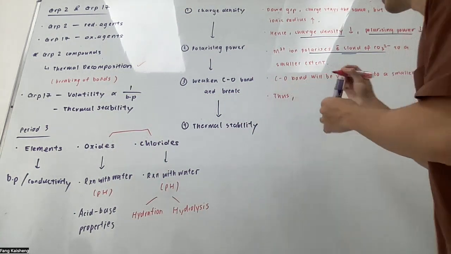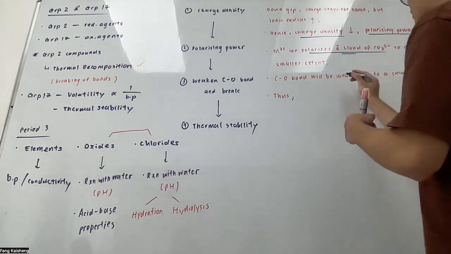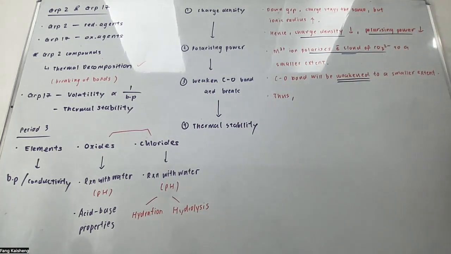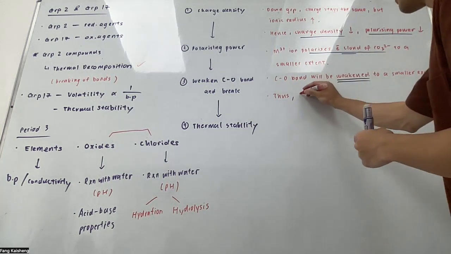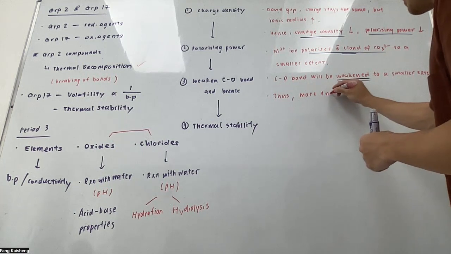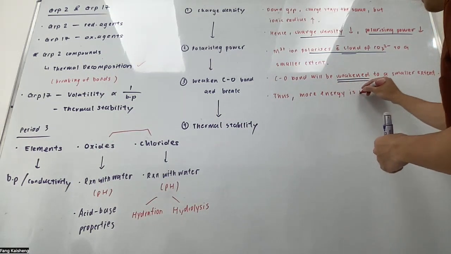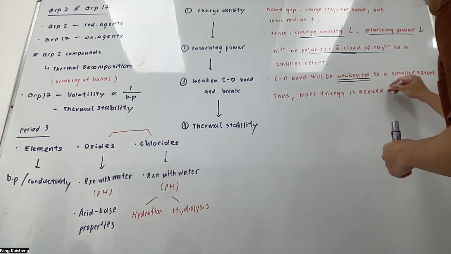Then guys, after you weaken the bond, it must eventually be broken, right? Now when you break the bond, you also require energy. Do you need more energy or less energy when the bond is weakened to a smaller extent? More energy, good. Weaken it less, so you yourself need to input more energy to break the bond. That's a double negative that I've highlighted before. So thus, more energy is needed to break the CO bond.